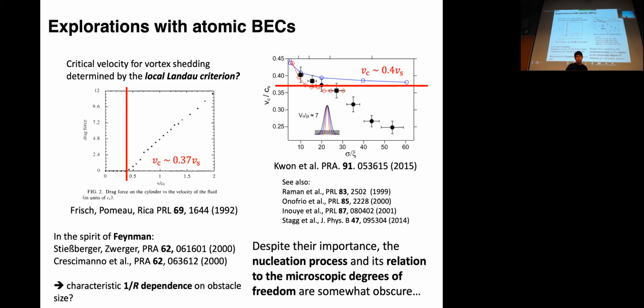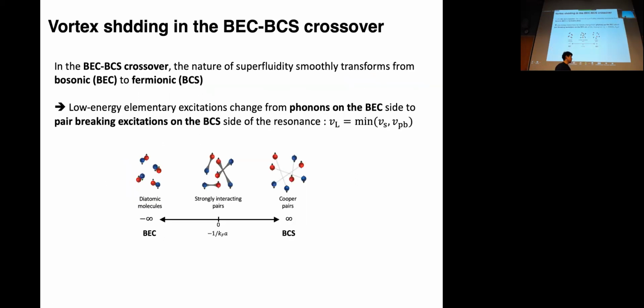And what this story tells us is that despite the importance of vortex excitations in the dissipative mechanism of a superfluid and its transport properties, the very details of its nucleation process and its relation to the microscopic degrees of freedom are somewhat obscure. And this was one of the many motivations for us to go and try to measure the vortex shedding critical velocity in our strongly interacting Fermi superfluids.